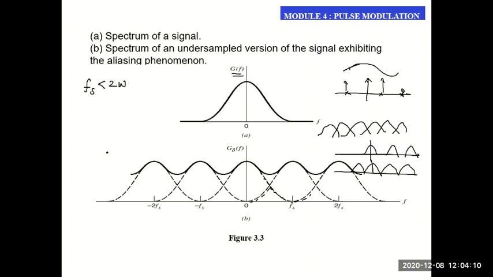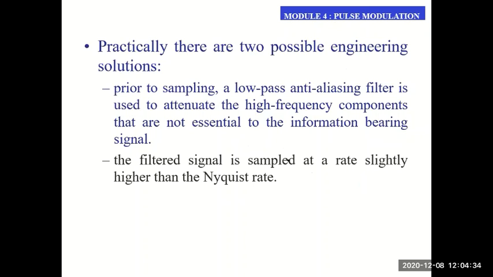Each component is extending into the space of the other component. It is extending into the band of the next component. So in the end, what happens? You are going to get the signal something like this. You see, rather than getting the signal correctly, I'm going to get a signal which is not similar to the original signal. So practically, we have two possible solutions to this aliasing.